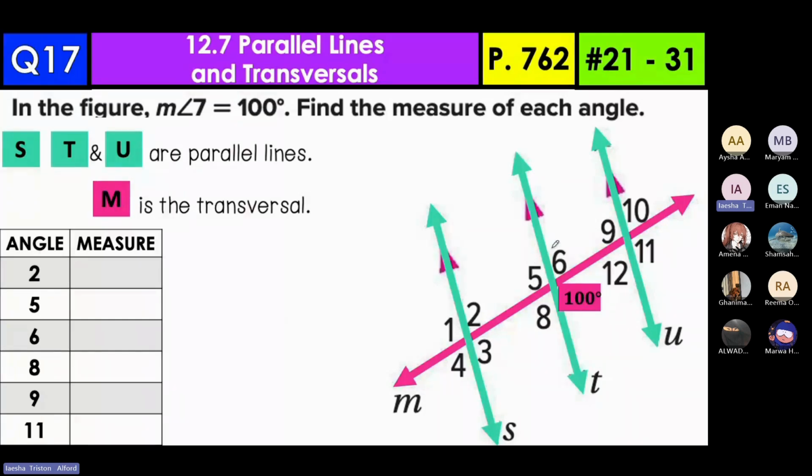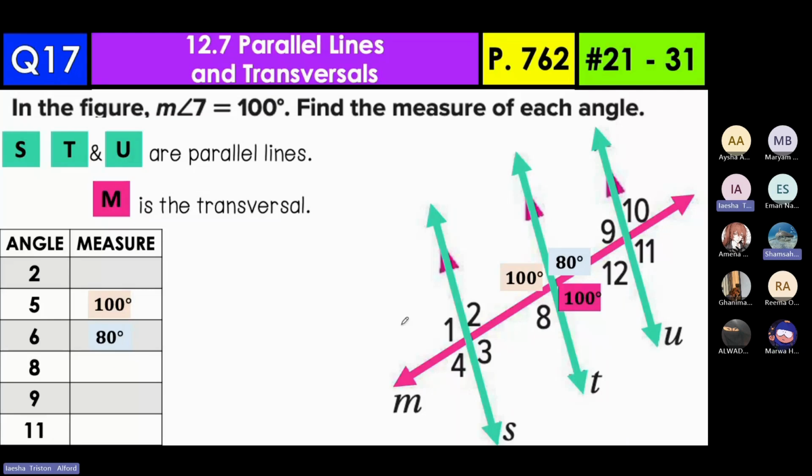What's the next angle we can find in this square? Angle 5. Name and how? Vertical. Vertical angles are what? Equal. So 100 degrees. How can we find 6? Name and how? Linear pair. 180 subtract 100 equal 80. So that's 80. What about 8? Vertical, 80. Vertical angles are what?